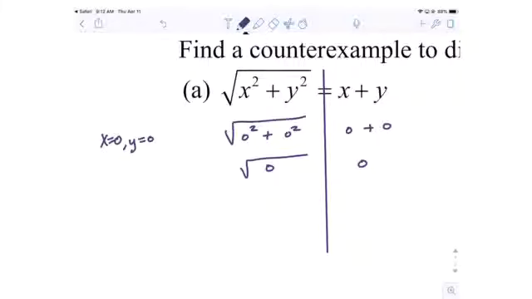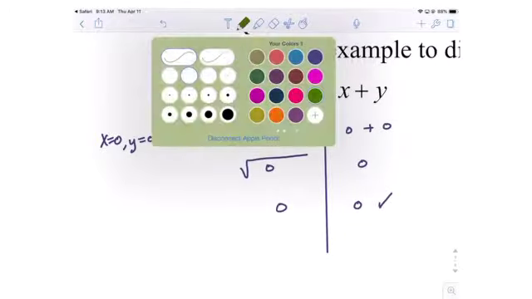Over here, I get 0. And the square root of 0 is 0. And I get 0 equals 0. And I'm like, see, I told you it was true. Therefore, it must be true, right? No. We just found a set that works.